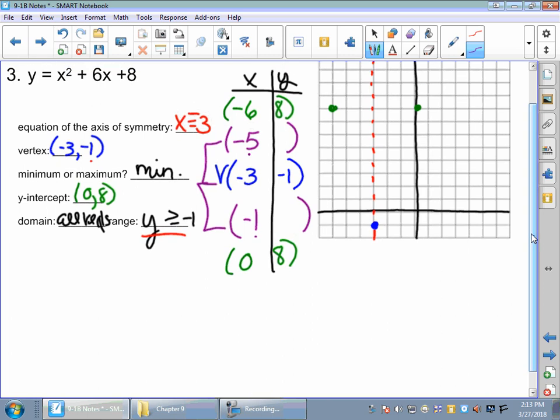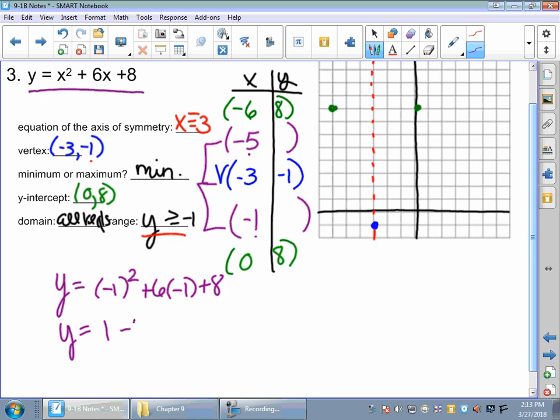So when I plug negative 1 into the equation, I got y equals (-1)² + 6(-1) + 8. Y equals 1 minus 6 plus 8. Y equals 1 take away 6 is negative 5, plus 8 is 3. So y equals 3 for negative 1, and so that means y is going to equal 3 for negative 5. So (-1, 3), (-5, 3), and if you look at your graph, you have symmetry.